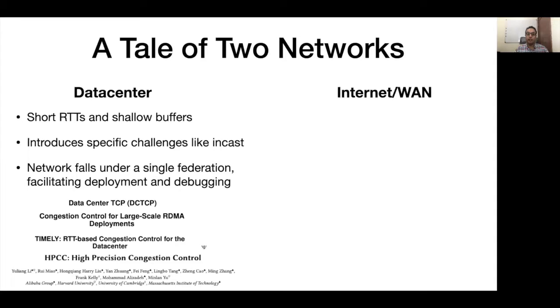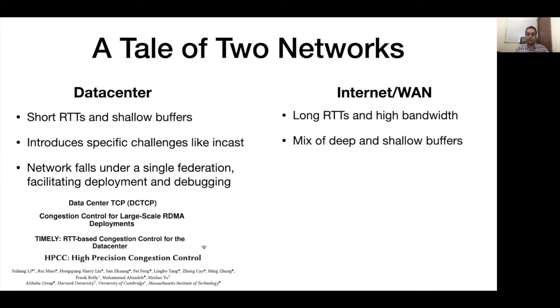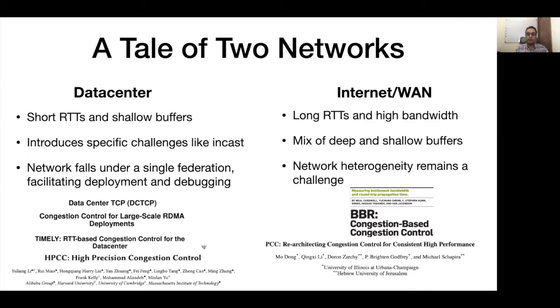On the other hand, WANs have long RTT and high bandwidth demand. They have a mix of deep and shallow buffers. And aside from private WANs, deployment of new WAN congestion control algorithms has to take into account the heterogeneity of WANs, including competing with legacy congestion control algorithms. Recent proposals for WAN congestion control include BBR, PCC, Copa, and Nimbus.